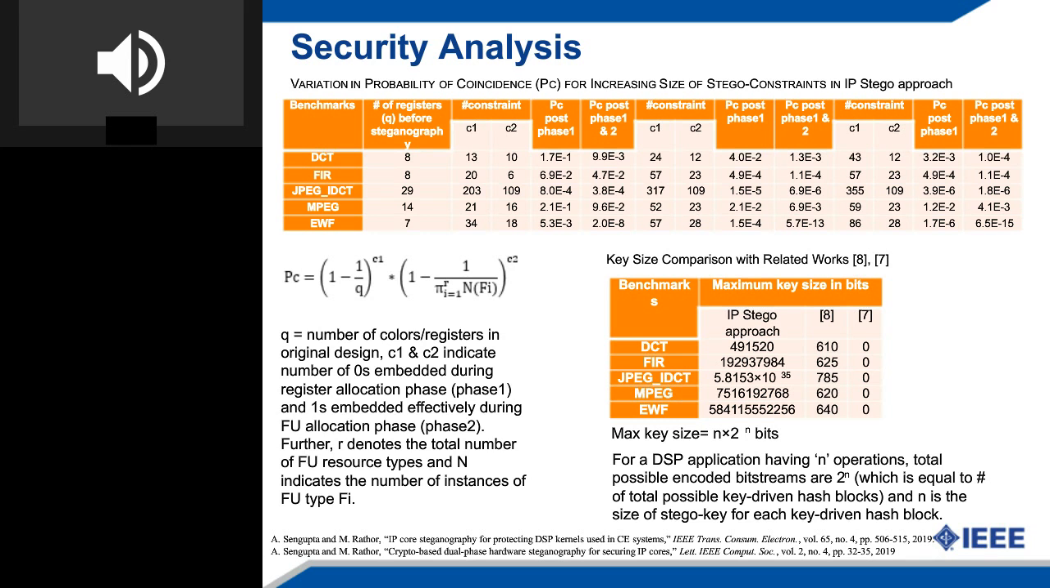Okay. And in terms of the key size comparison with related works, we also compared with two similar approaches that were recently published. As you can see, the IP core steganography approach produces a very strong, robust key size compared to the key sizes of approaches published in IEEE Transactions on Consumer Electronics and IEEE Computer Society Letters.